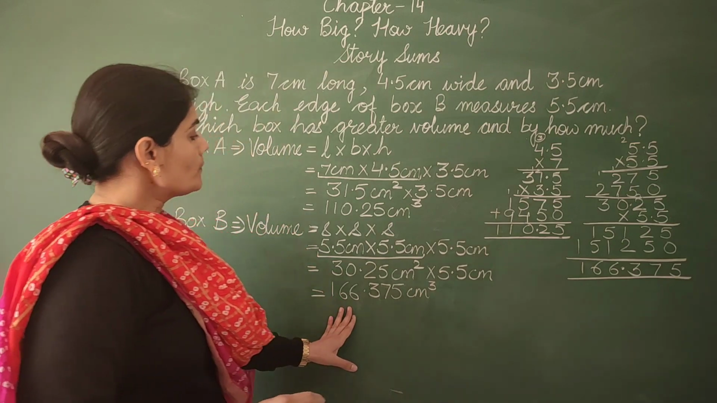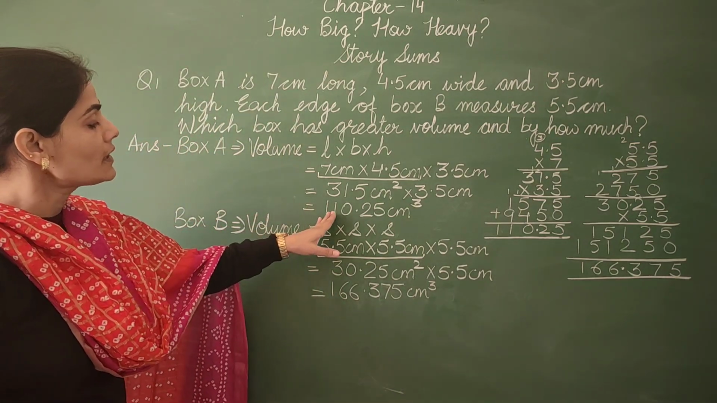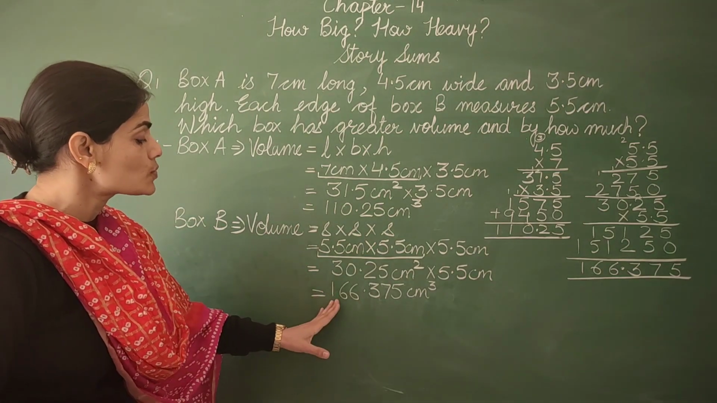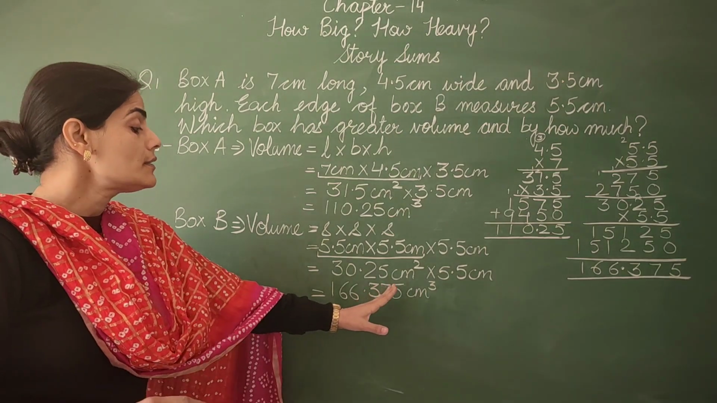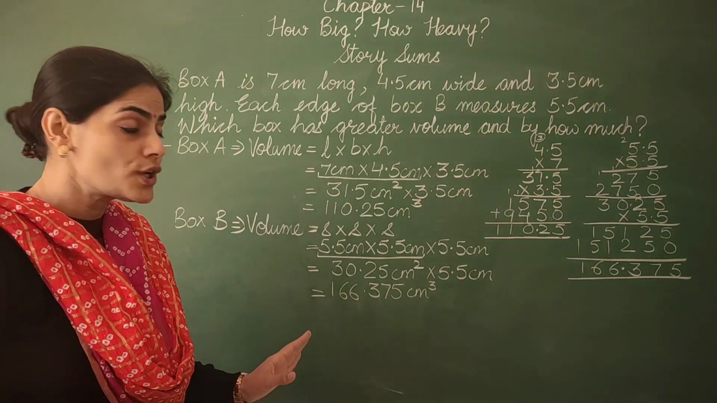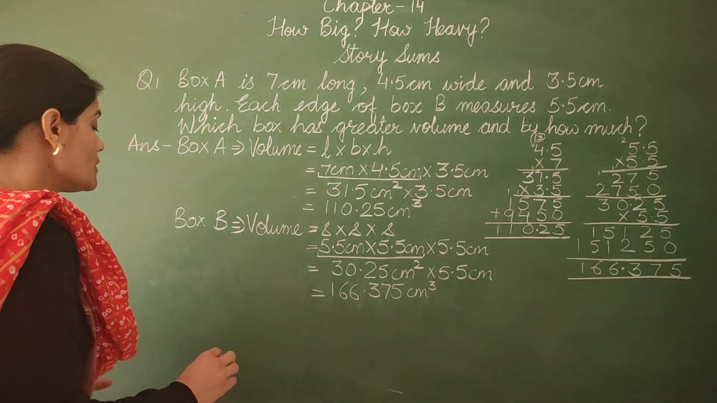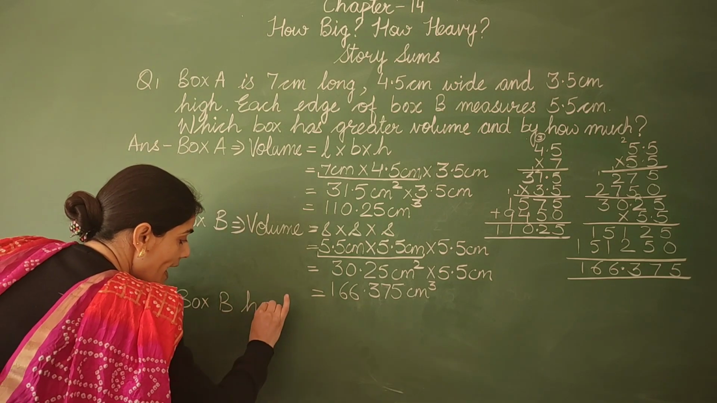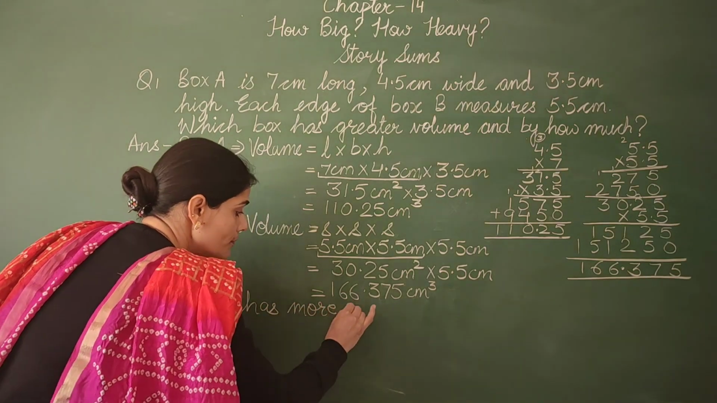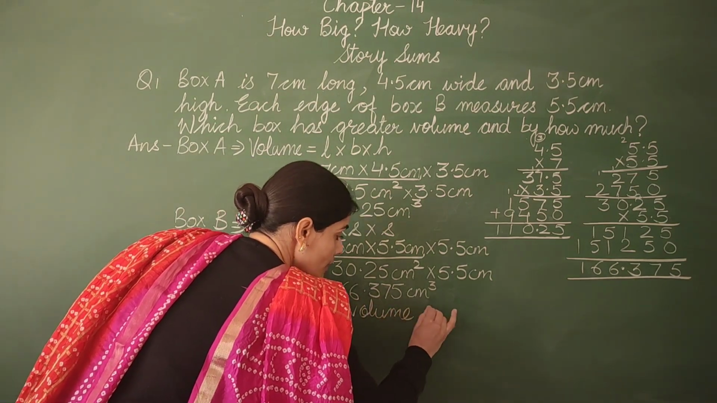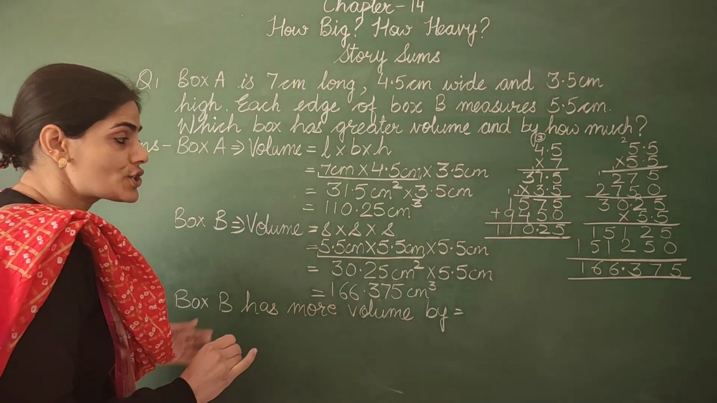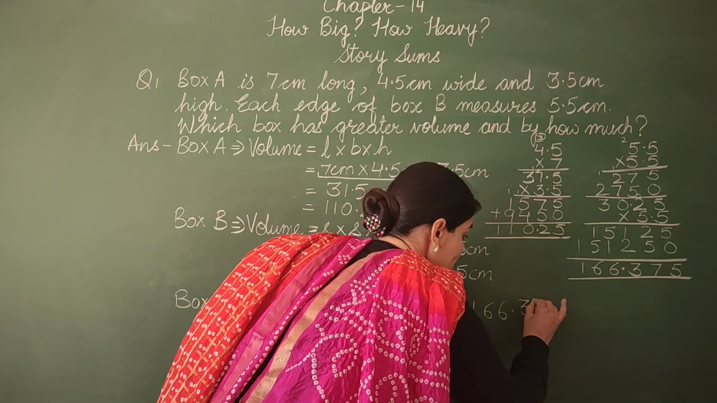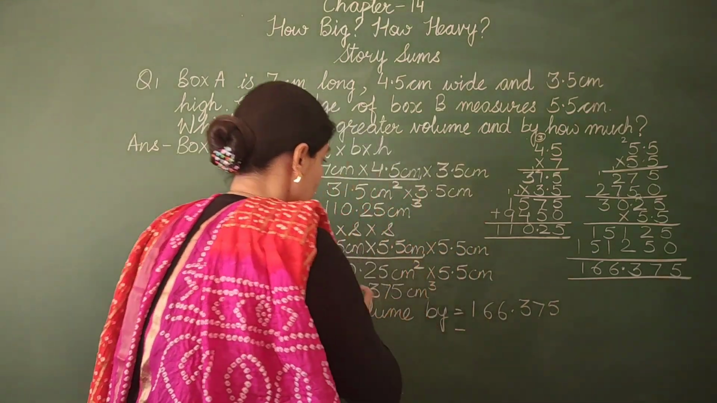Now let's compare. Volume of box A is 110.25 centimeter cubed and volume of box B is 166.375 centimeter cubed. So which box has more volume? So we write here it is box B. Box B has more volume by how much? Let's do the subtraction here. From 166.375 we subtract 110.25.